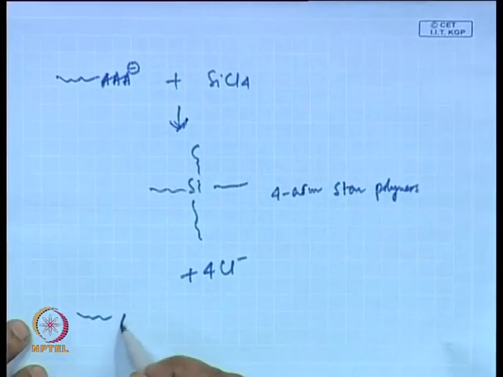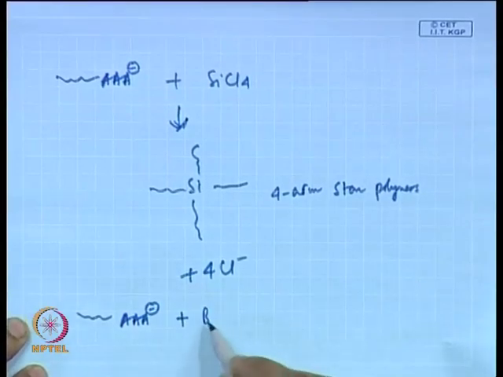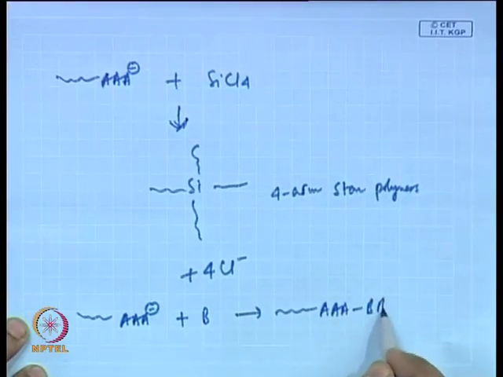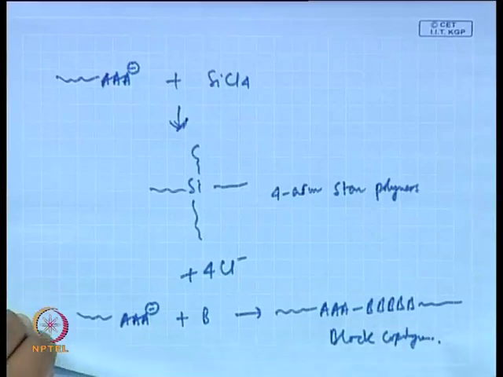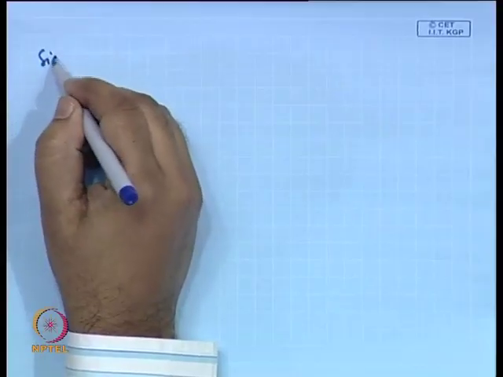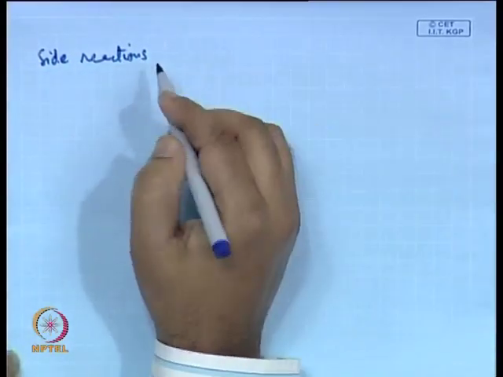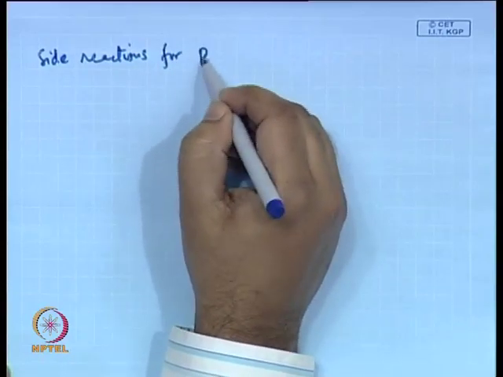So, if you take this type of chain and you add a second monomer B, then you can make a block copolymer. Now, in anionic polymerization, a lot of side reactions can happen by which the polymer chain can get terminated, and it is especially valid for polar monomers.